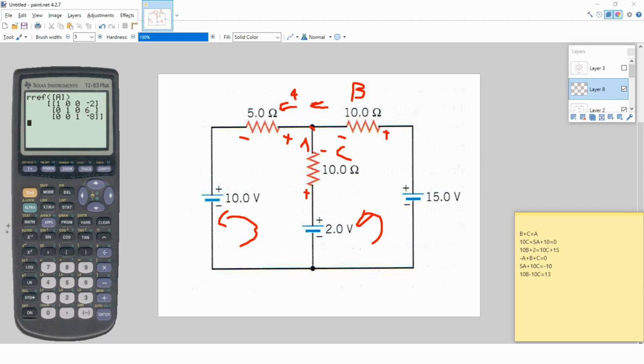Wait. I don't know what happened there. Second matrix. I see. This one is equal to 5, 0, 10, negative 10, 0, 10, negative 10, 13, second, quit. You can't scroll up using this calculator. Okay.